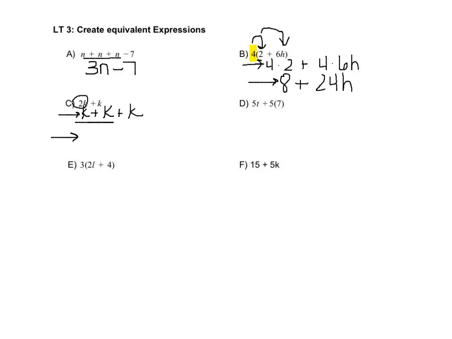Or I can make it as short as possible. I have 2k's plus another k, which gives me a total of 3k. So that is also an equivalent expression.